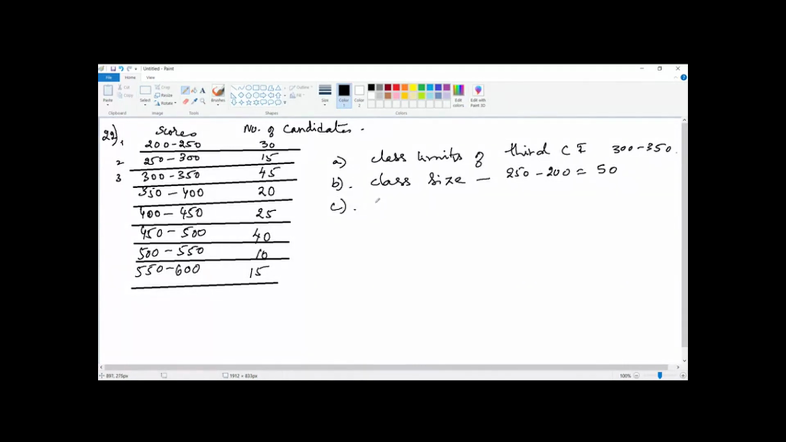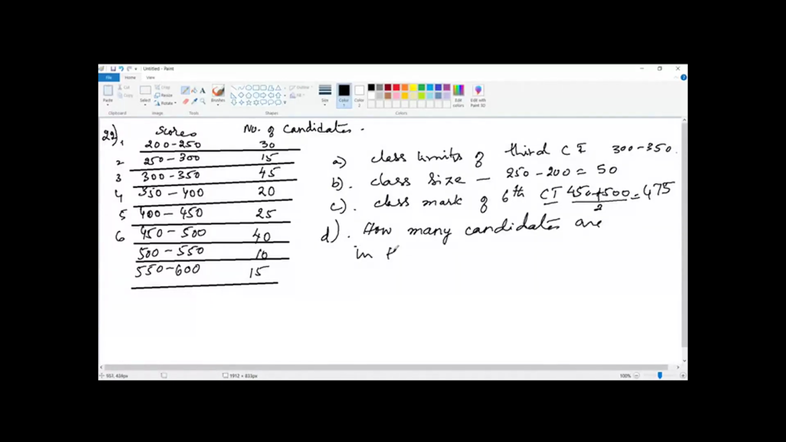Next. Find the class mark of the 6th class interval. This is 4, this is 5, this is 6. How do you find the class mark? 450 plus 500 divided by 2, the value of the class interval. So that will give you 475.